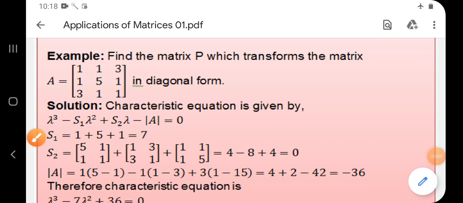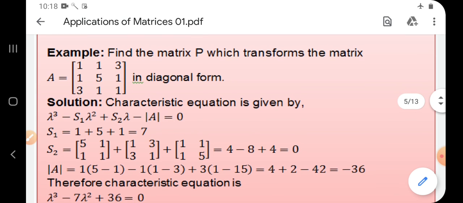Hello everyone and welcome to the next lecture of application of matrices. Here we have started the diagonalizability of a matrix concept. In that, we have studied algebraic and geometric multiplicity, and how to find the modal matrix P. Now let us take the next example.